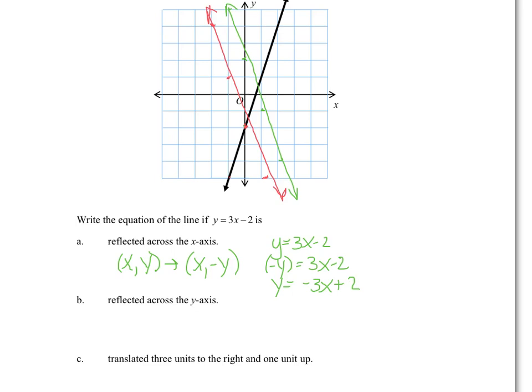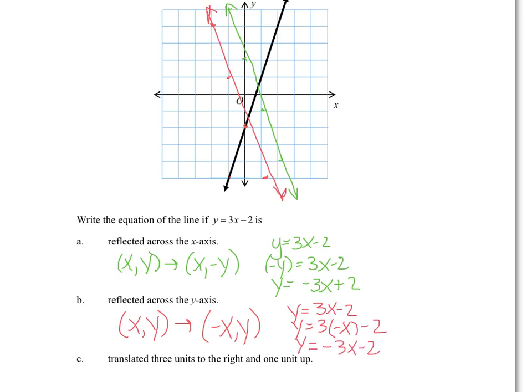I can write the equation for that, or I can use the same logic, (x, y), but instead of my y becoming the opposite, my x is going to become the opposite because I'm reflecting across the y-axis. So when I have y equals 3x minus 2, what's actually happening is that my x is becoming negative. So y equals negative 3x minus 2, which matches the equation of this line.